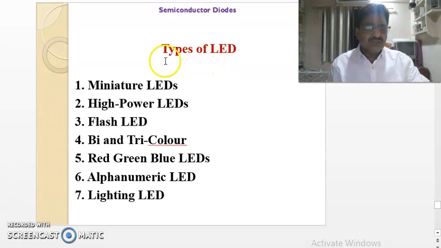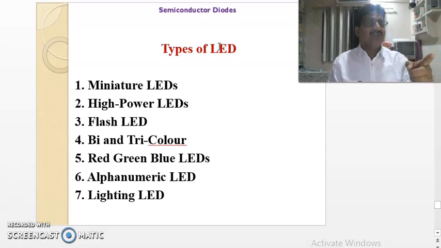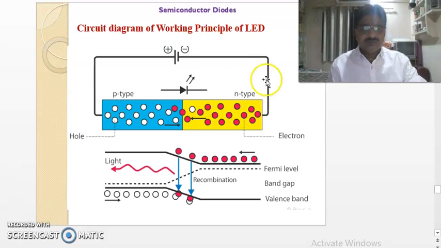So in this way, the working principle of LED takes place. In short, one has to remember that whenever a light emitting diode is forward biased, electrons overrun the junction and combine with holes. During this recombination, there is a release of energy in the form of photons, which emit light. So in this way, during recombination, light is produced. So this is the working principle of your LED.